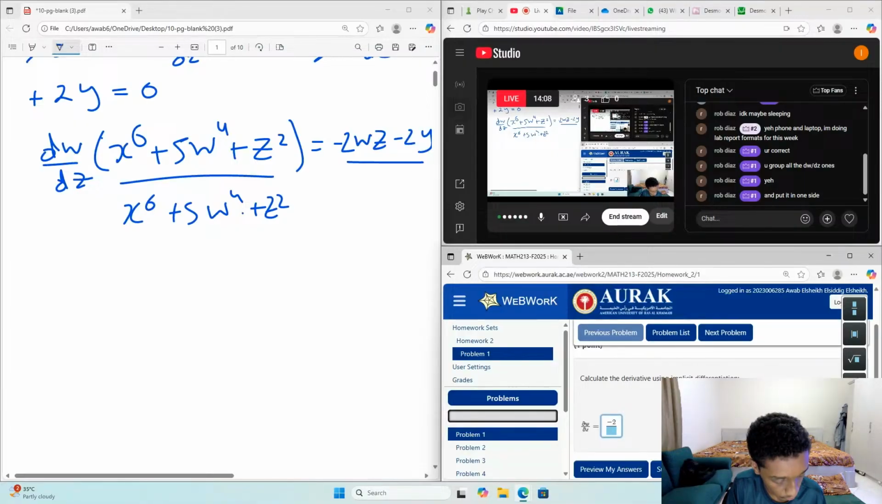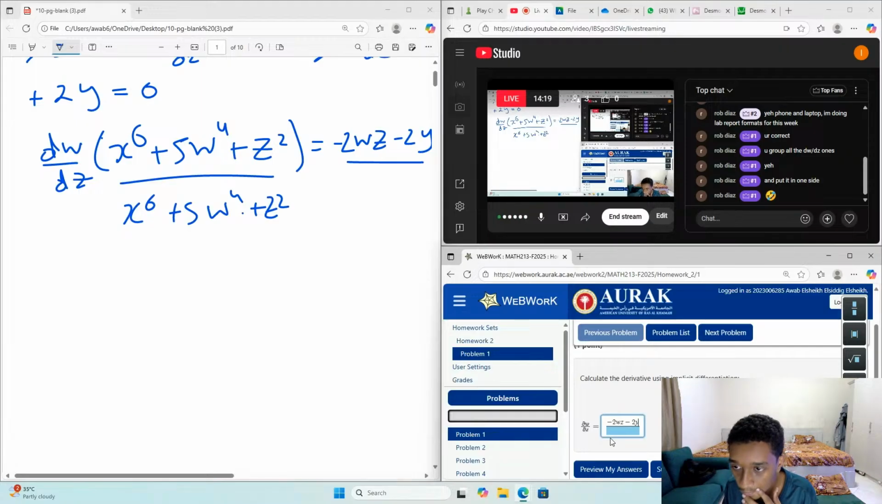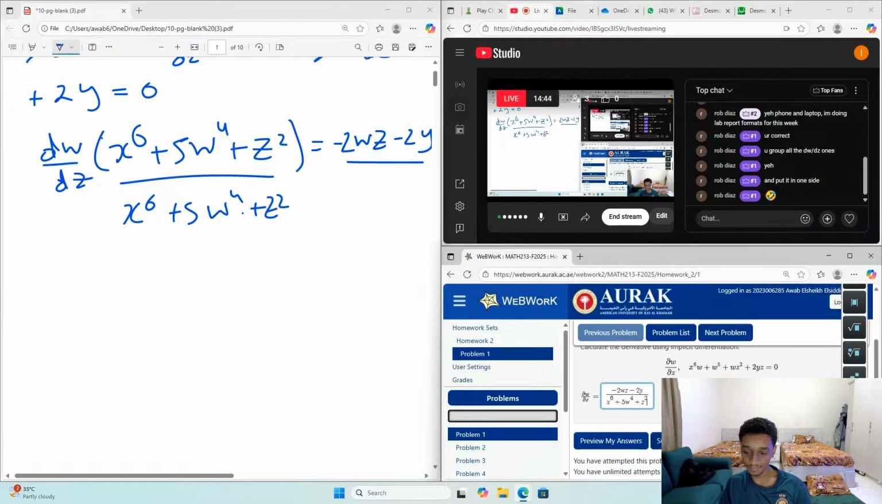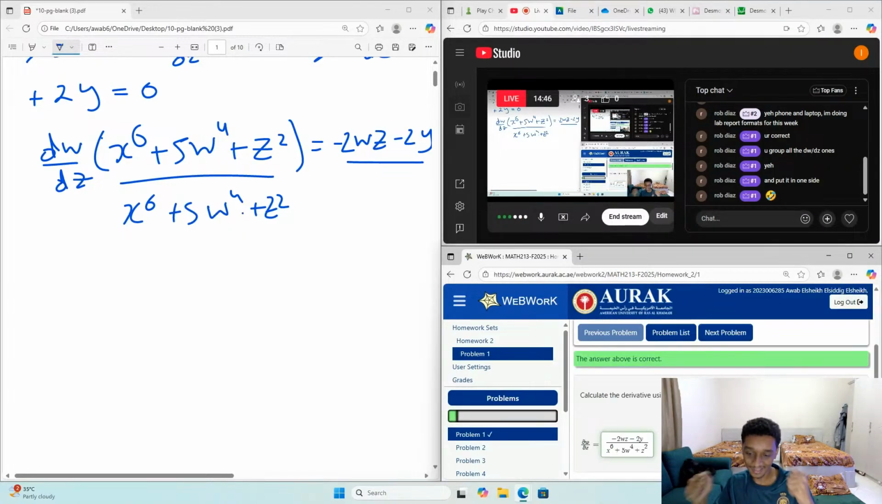Minus 2wz minus 2y over x raised to 6. I just hope it's correct. 5w raised to 4 plus z square. Yes.